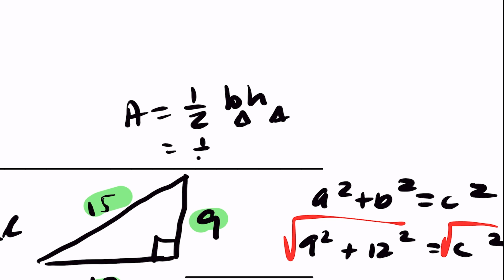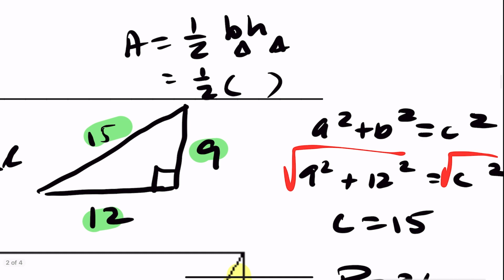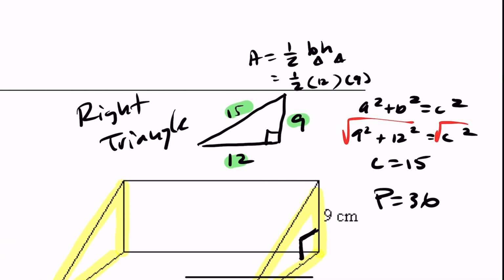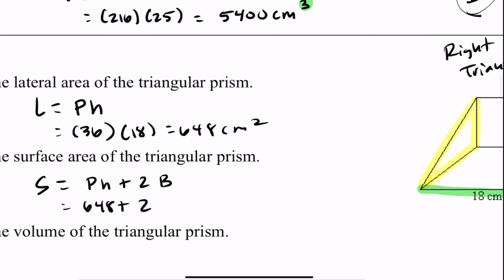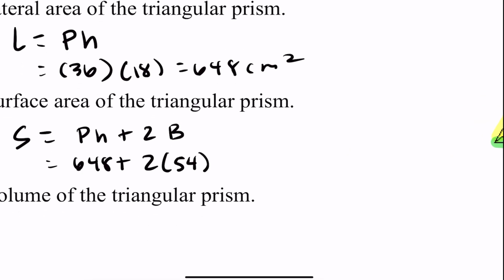So 1/2 times the base is what? 12 multiplied by the height of the triangle. That's 9. So 1/2 of 12, that's 6. 6 times 9 is 54. So the area is 54. And that's what capital B is. It's the area of the base. So I replace B with 54. So 2 times 54 here. Okay, so 2, and then replace capital B with 54. If I put this into my calculator, you get 756 square centimeters.